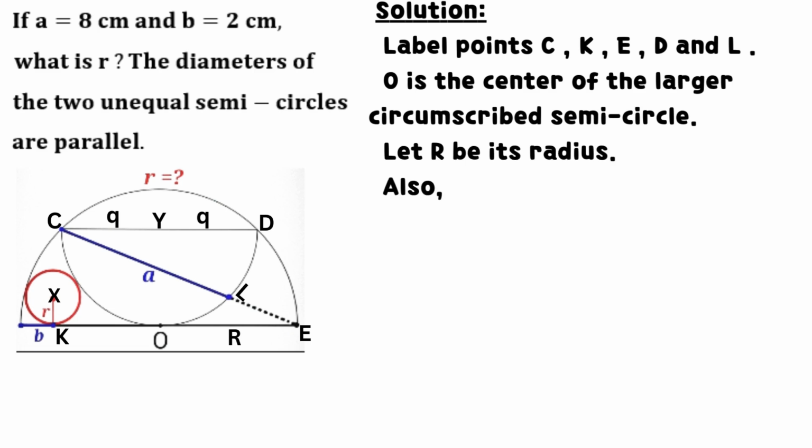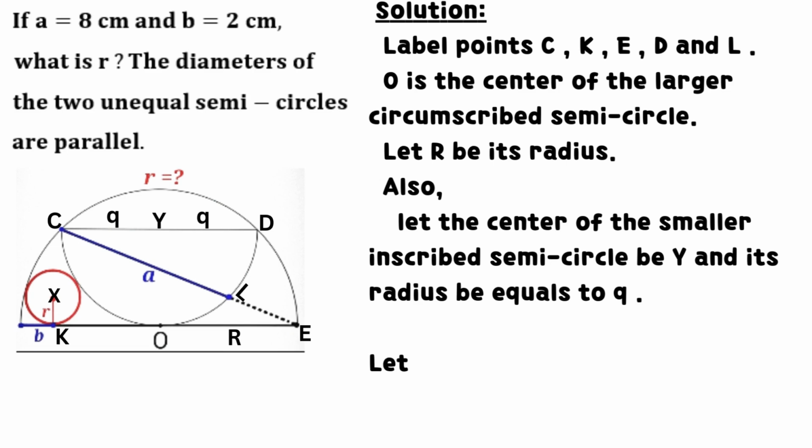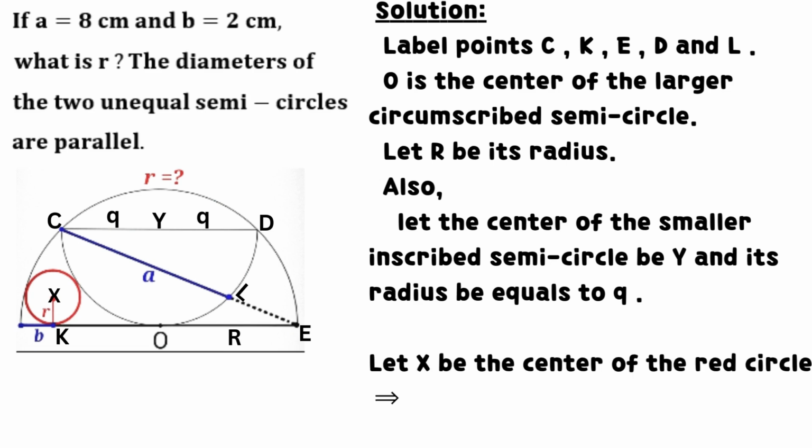Label points C, K, E, D, and L. O is the center of the larger circumscribed semicircle. Let its radius be R. Also, let the center of the smaller inscribed semicircle be Y, and its radius be equal to Q. Let X be the center of the red circle.